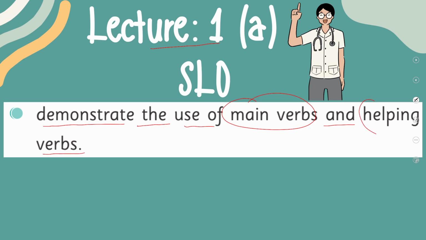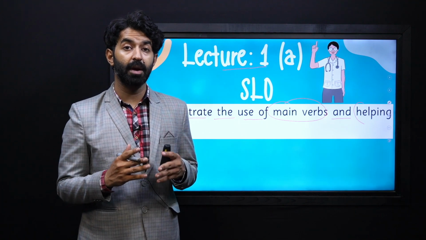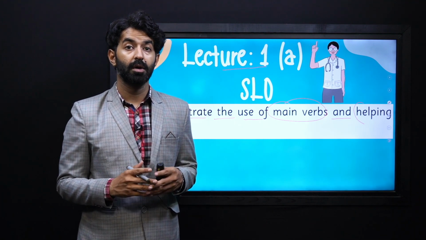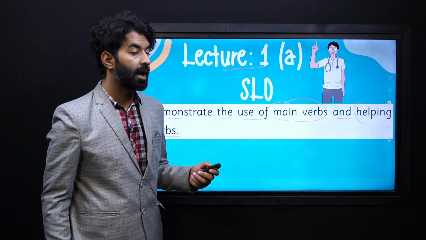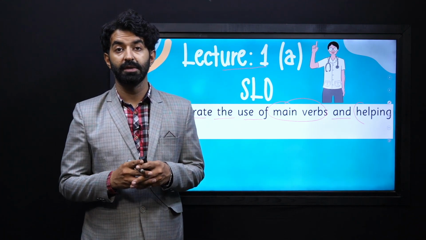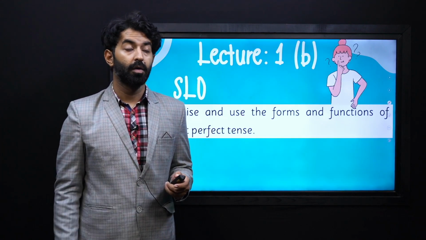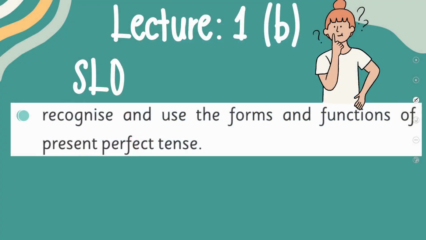So, this is about the competency of grammar. We will be learning about the main verbs and helping verbs in our sentences. Now, for the next one, we have lecture 1B. This will be our lecture number 1B, and the SLO is to recognize and use the forms and functions of present perfect tense.